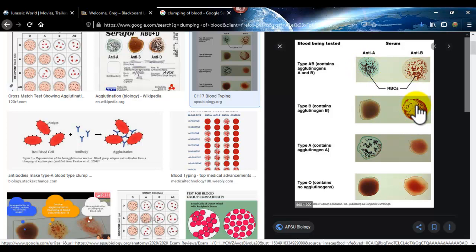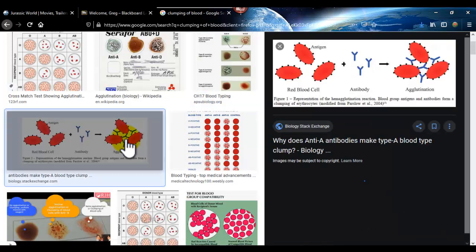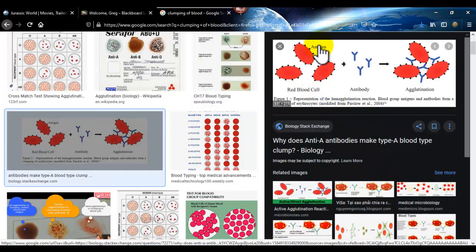It's called agglutination. That is the word for that. It means that you basically have blood clumping. Here's a great picture. See this? Antigens, antibodies, you see them sticking together. When you're doing blood transfusions, you want to avoid that.